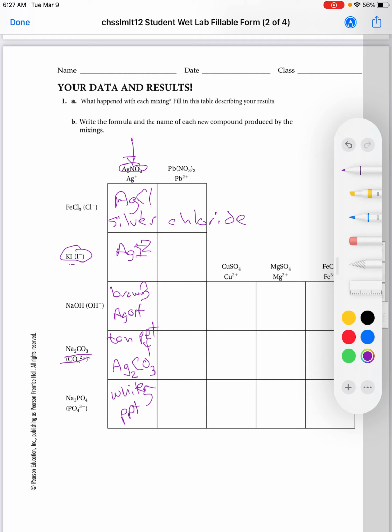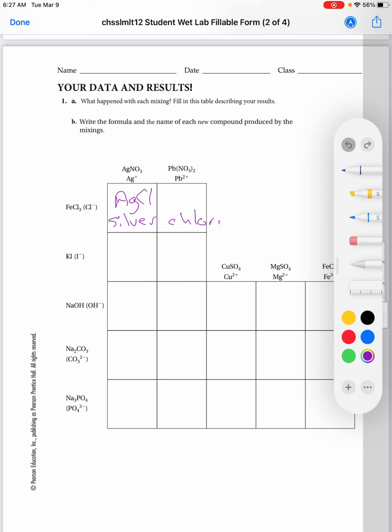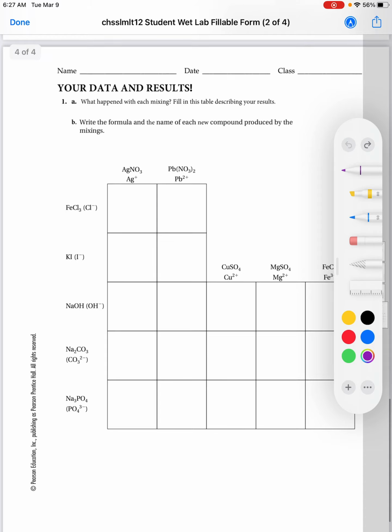So let me see if I can clear some of this out and get this all erased. There must be a faster way to erase with this pencil, but I will get it back so we can make some notes as we go along.